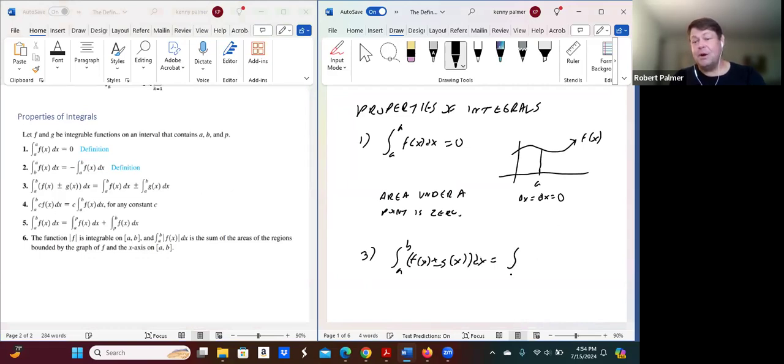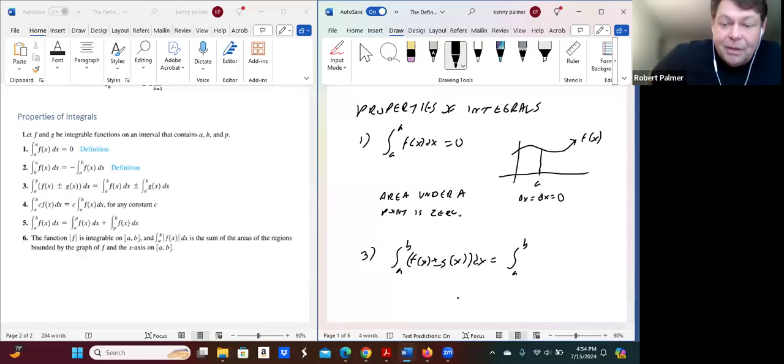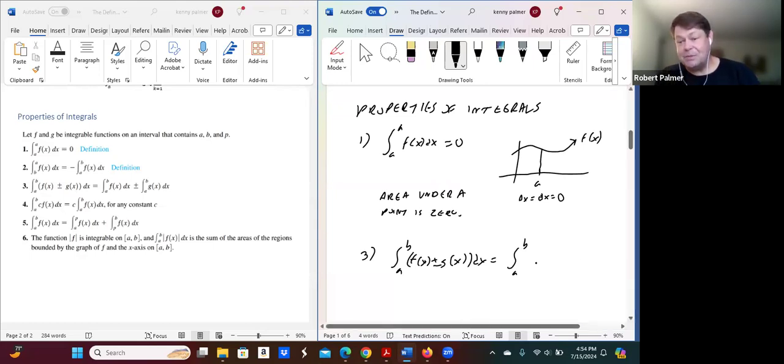And these rules are very similar to what we see with derivatives. If you have the derivative of a sum or difference, you can break those up. And the same thing here. The reason for that is, as we'll see in a future video, there's a connection between definite integrals and the derivatives related to the antiderivative. But we'll see that in the future. So the integral from a to b of f of x dx plus or minus the integral from a to b of g of x dx.